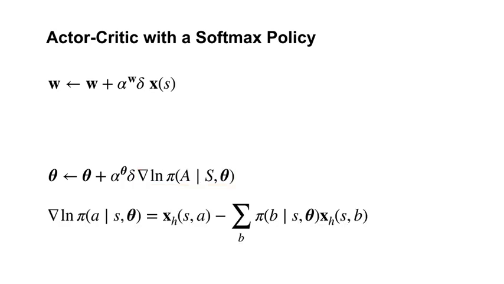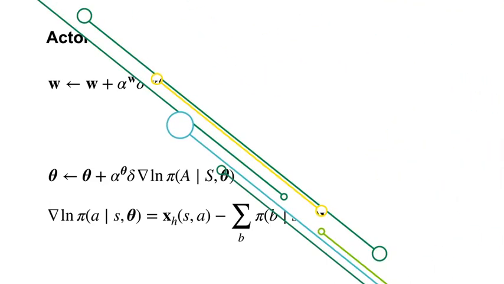The actor's update to the preferences requires a bit more thought. Luckily, the gradient is not so bad. We will leave out the derivation and just give you the final result. You can verify it if you like. The gradient has 2 parts. The first is the state action features for the selected action. The second part is the state action features multiplied by the policy summed over all actions.